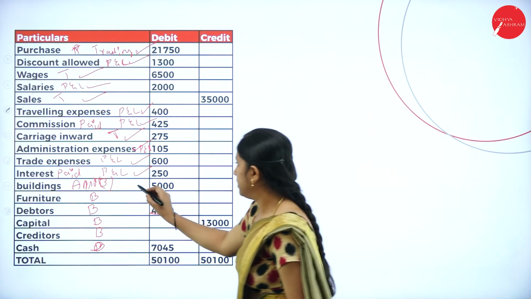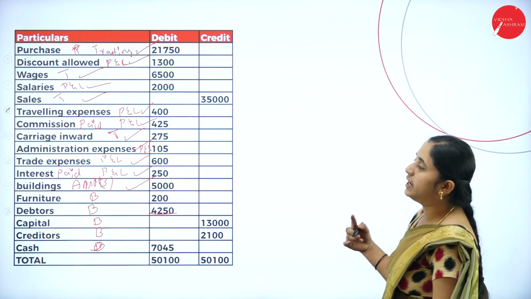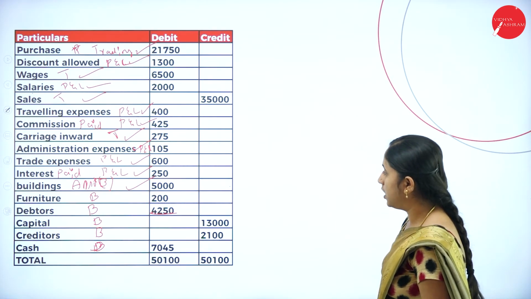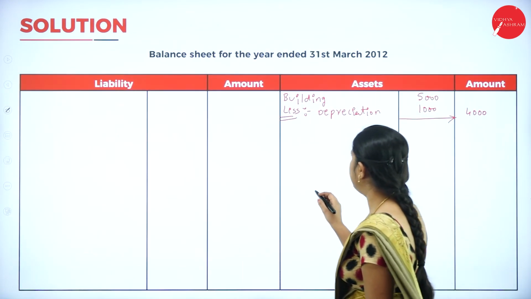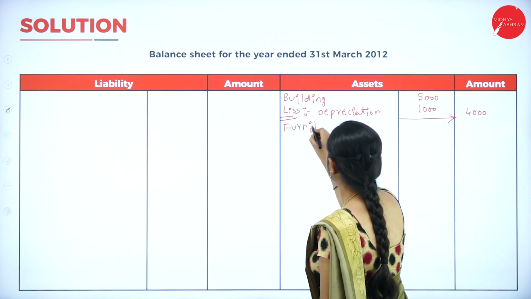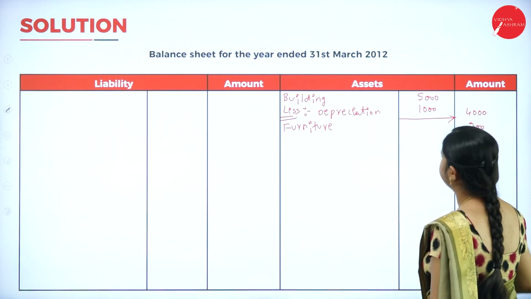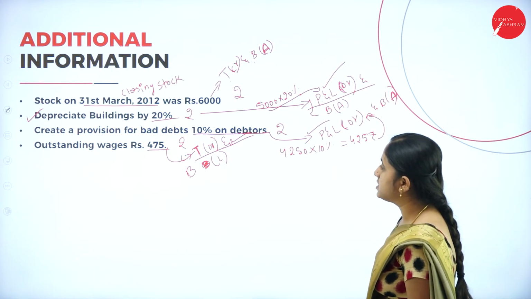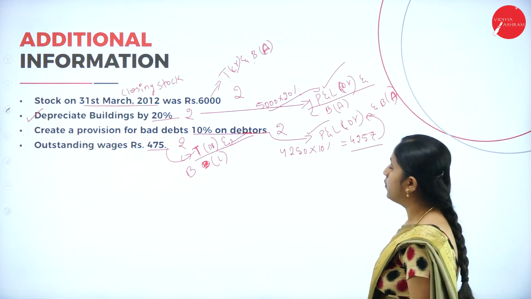Next, furniture. For furniture we don't have any adjustment. So furniture 200 is written directly in the outer column. Furniture is an asset, on the balance sheet asset side. Then debtors. Debtors 4,250, but we have an adjustment, that is, create provision for bad debts 10%, that is 425.